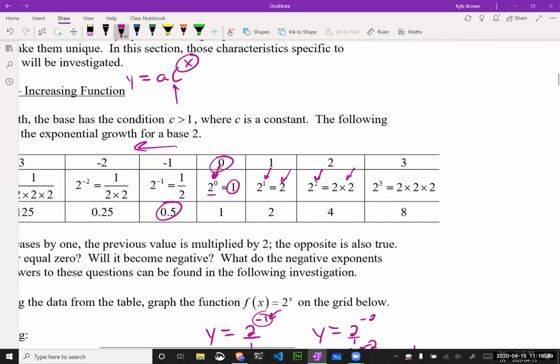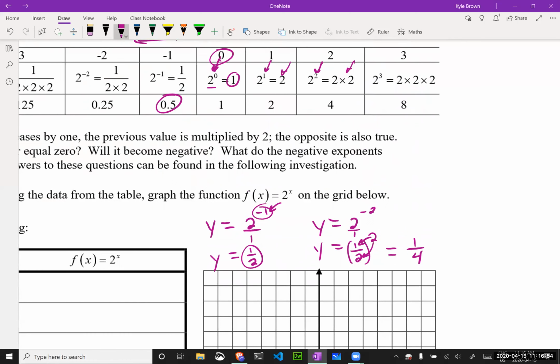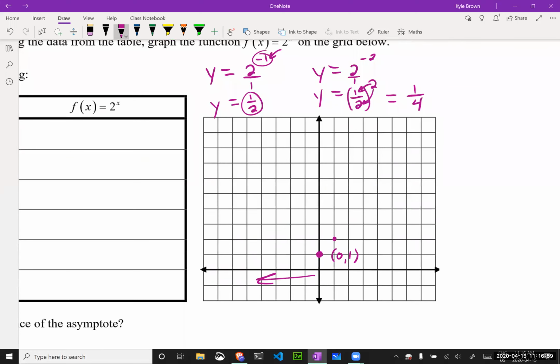Now when x is 1, y is 2. We did that from this one. So that's going to be right there. Next one, when x was 2, y is equal to 2 to the power of 2. Well, that's 4, so I'm going to go to 4. Next one, 2 to the power of 3, y was 8. So that's going to go up to 8. And there's that standard, signature exponential curve we have going on.